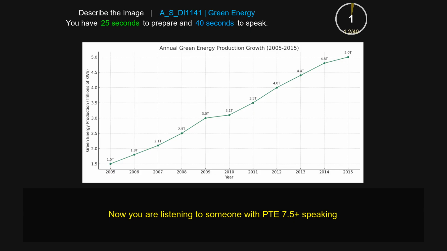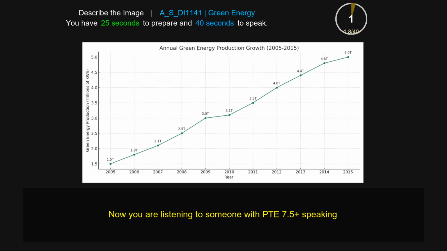The given image provides information about annual green energy production from 2005 to 2015. On the left hand side, the green energy production is in millions of tons, which goes 1.5 to 2.5, 3, 3.5, 4, 4.5 and 5. At the bottom, it is divided into different years, starting from 2005 to 2015, which is continuously growing, and it is a very informative image.